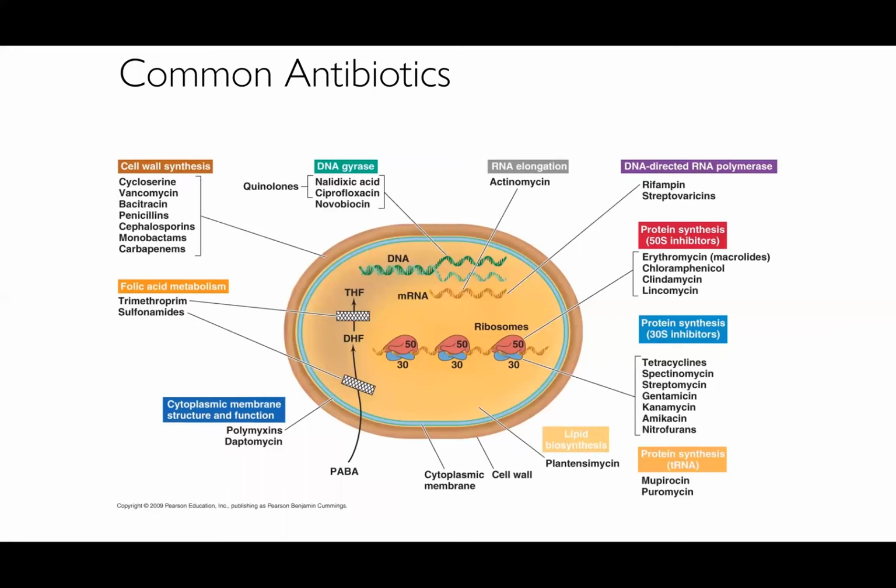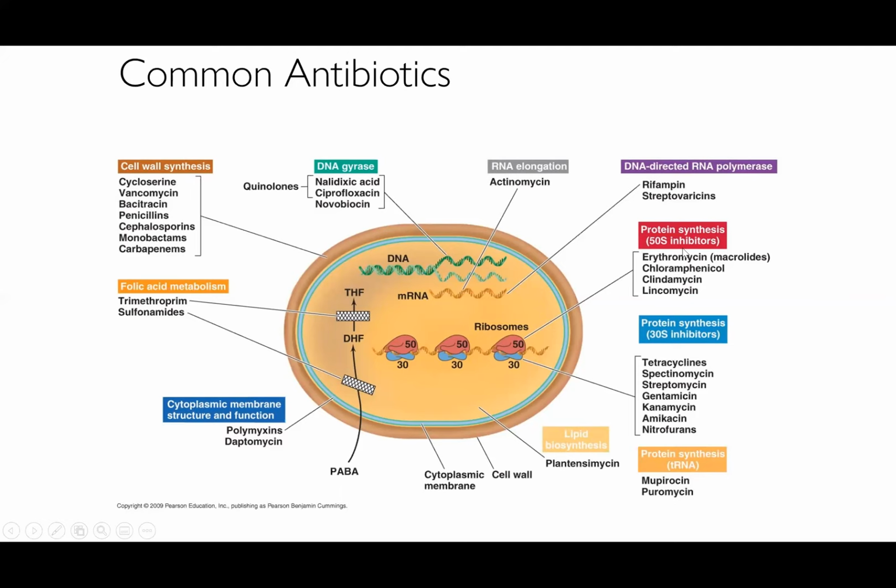This is just a nice summary figure to show you some common antibiotics and how they're affecting different parts of the bacteria, whether they're protein inhibitors, RNA elongation inhibitors, DNA gyrase inhibitors, cell wall synthesis inhibitors, or folic acid inhibitors. The most common type of antibiotics will again fall into cell wall synthesis, simply because this is something that bacteria have and we do not. But ribosomal inhibitors are also pretty common, specifically because our ribosomes are so different from bacteria's.